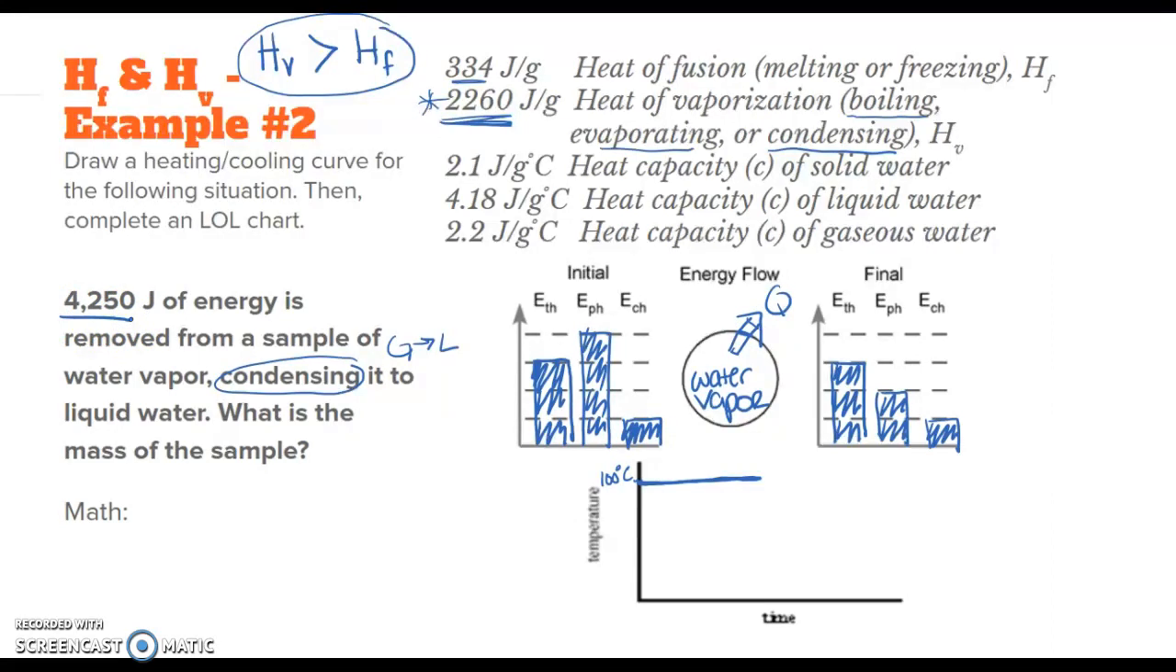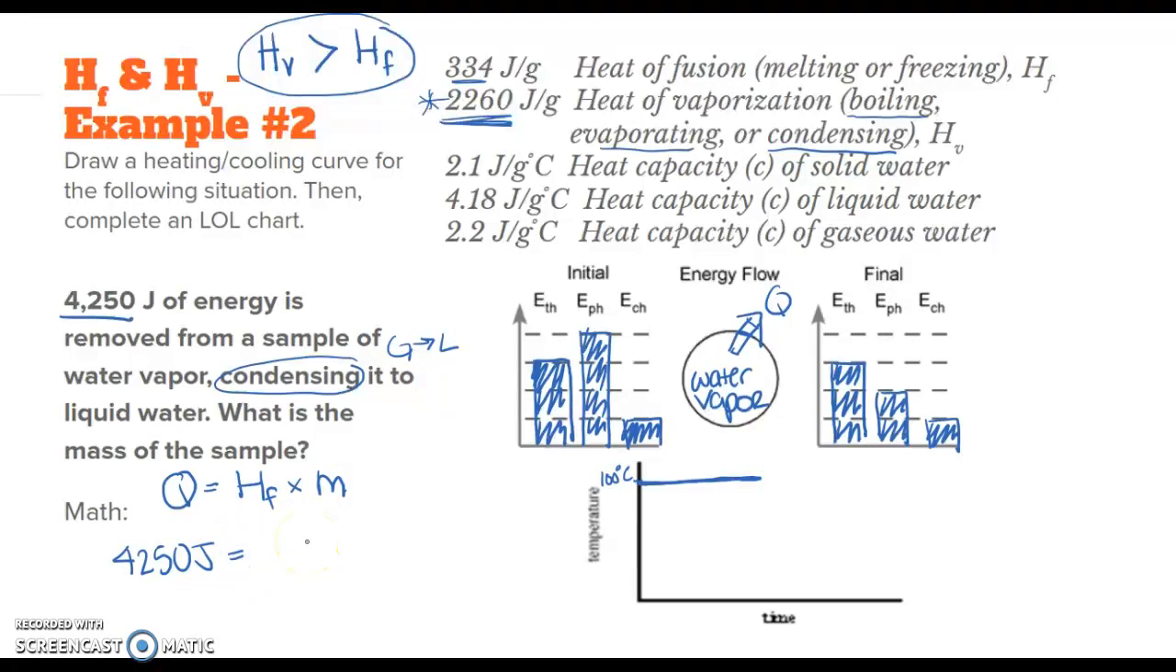So we can use a very similar equation to our heat of fusion equation. Heat is equal to the heat of vaporization, or energy is equal to the heat of vaporization times the mass of what you are condensing. So we know that 4,250 joules of energy is being removed from the sample, or released.